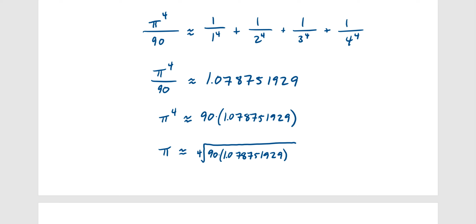And if you are typing this in the calculator, you're either going to have to change the root for the radical sign, or you can use an exponent of 1 over 4. Either way, we should end up getting pi is approximately 3.139.